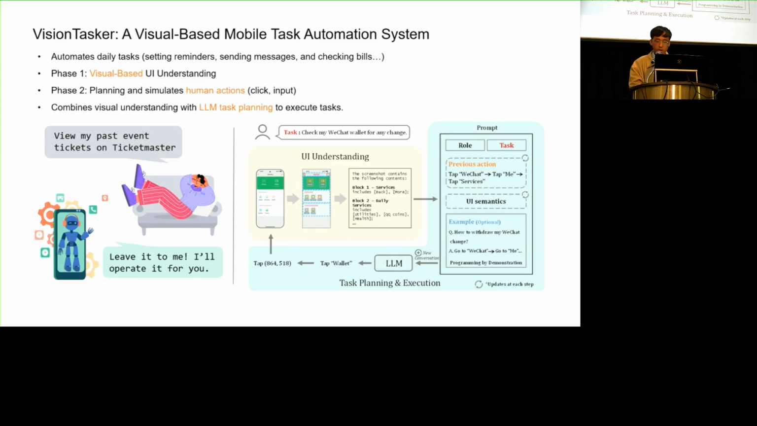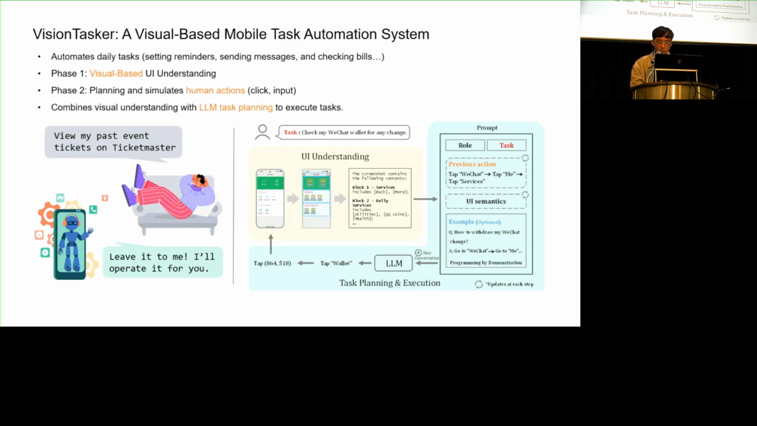In this paper, we propose VisionTasker, a vision-based mobile task automation system that combines UI understanding with LLM task planning. VisionTasker can automatically do daily life tasks, such as setting reminders, sending messages, or checking bills. It observes your phone screen step by step, understands its content, and simulates human actions like clicks and inputs to do the task you need, acting like an invisible assistant helping you operate your phone.